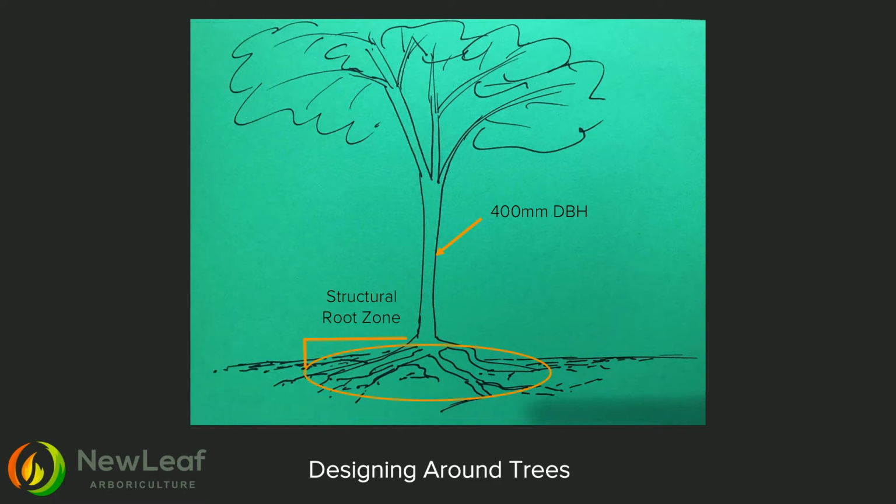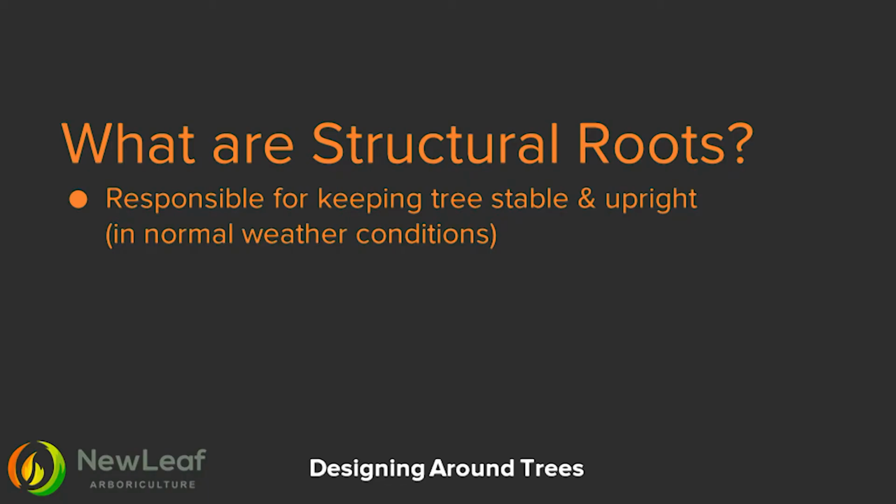The other component that we can calculate from the diameter of the tree's trunk is the structural root zone. So what are structural roots? They're the part of the tree that's responsible for holding the tree upright and stable. It's kind of like a footing for a building, except that trees are living things and they need all of their roots, not just the structural roots, to survive.